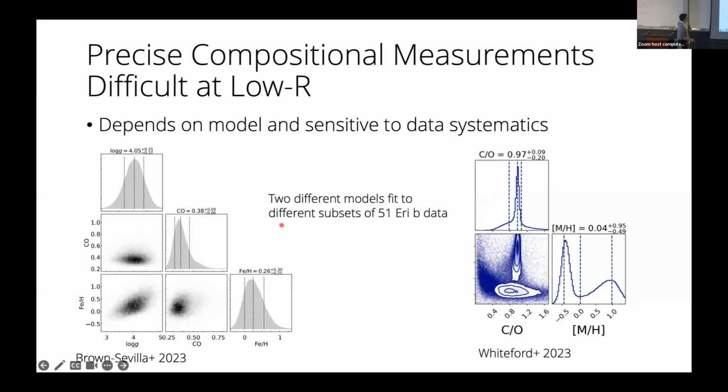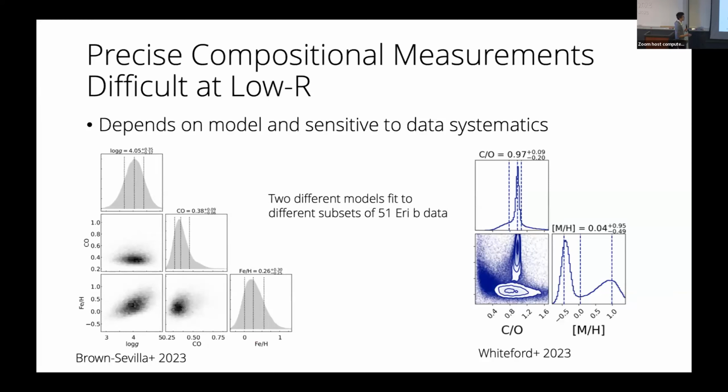And these two papers use different models and use different subsets of data. And you'll see that the carbon to oxygen ratios are quite different. And the metallicities also have this very broad uncertainty going from solar metallicity at 0 to very much supersolar. And it's hard to distinguish and have confidence in the compositions constrained from these low resolution measurements, both because the model and the data have issues. So that's stuff we're still working on.